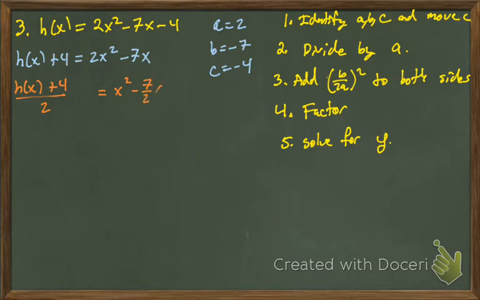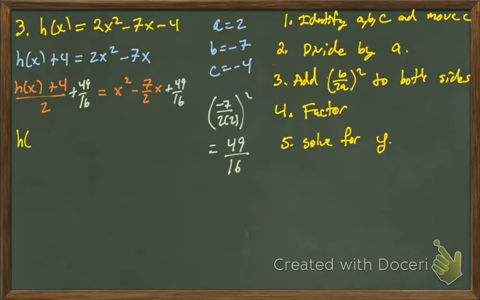Okay, so x squared minus 7 halves is on the right-hand side. We're going to figure out what (b over 2a) squared is. So that's going to be negative 7 over 2 times 2, squared. So that's going to be 49 over 16. So we're going to add that to both sides of the equation.